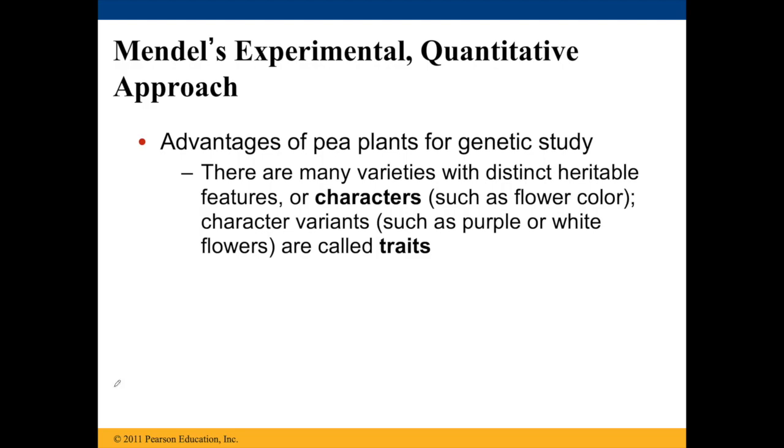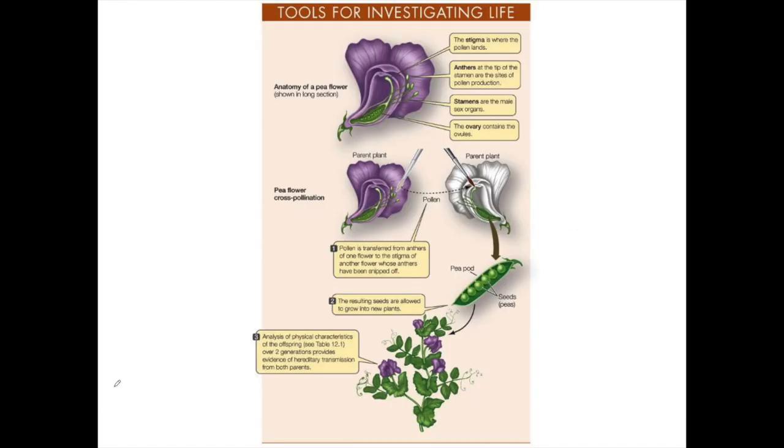Okay, so another advantage of using the garden pea plant is that you can control the mating between pea plants. A lot of people are unaware of this, but plants do mate sexually. They produce sperm and eggs, and you can control that mating. Alright, so let me explain how that works to you. This is essentially what Mendel was doing.